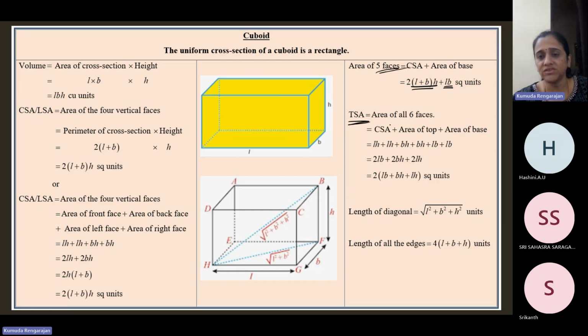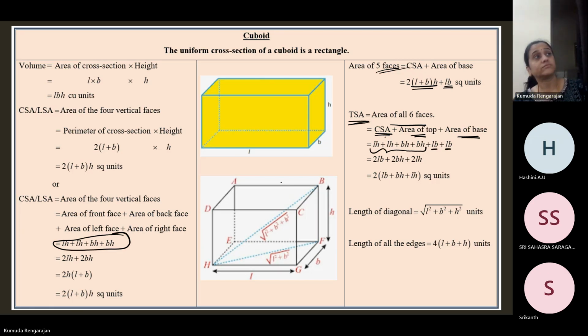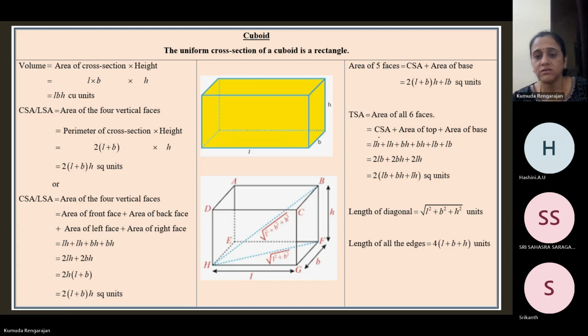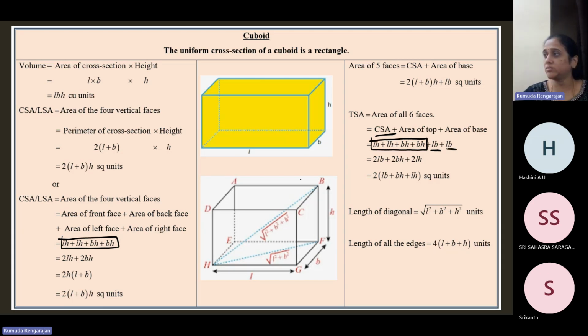Total surface area is the area of all the 6 faces. That is the curved surface area, the area of the top, and the area of the base. So what is this one? You can see here. Correct? Area of the top and base. This is top, this is base. This is CSA. Top face L into B, bottom face L into B.